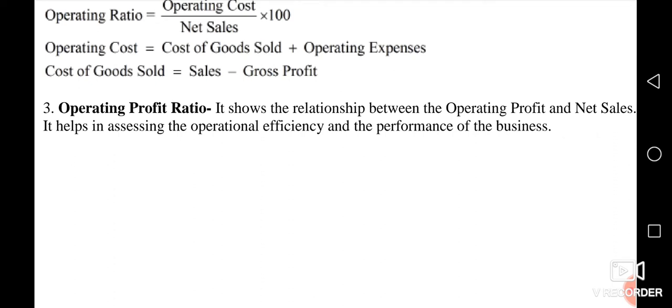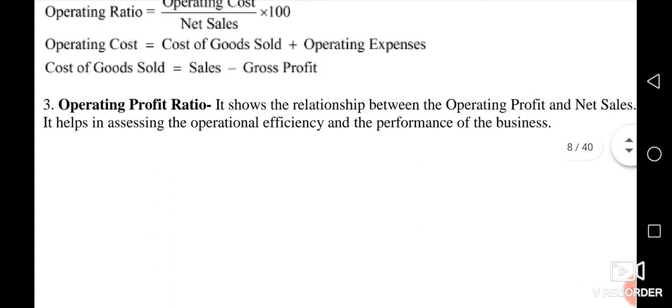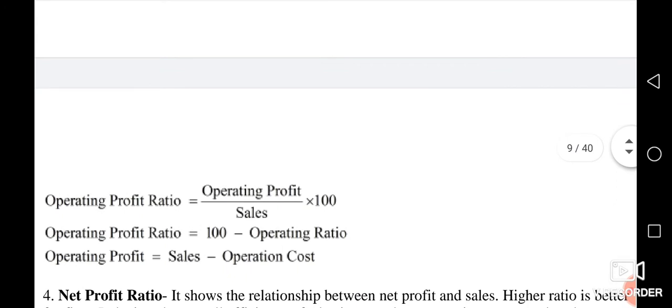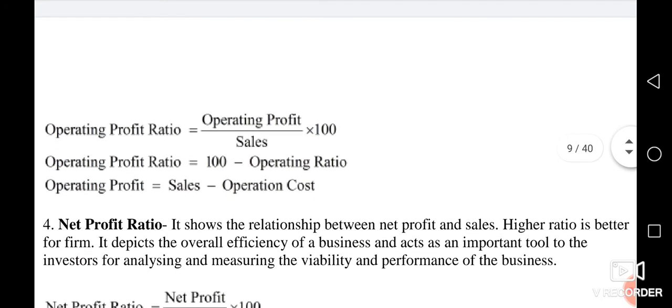It shows the relationship between the operating profit and net sales. It helps in assessing the operational efficiency and the performance of the business. Operating profit ratio equal to operating profit into 100 upon net sales. Operating profit equal to 100 minus operating ratio, or operating profit equal to sales minus operating cost.